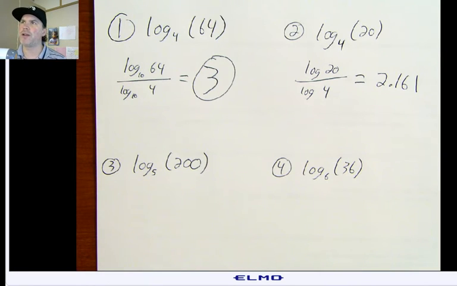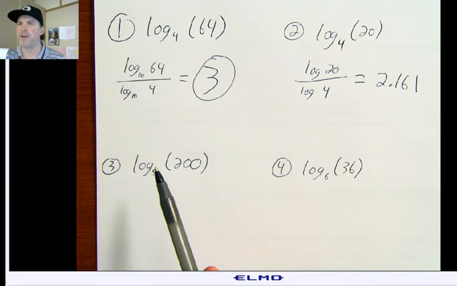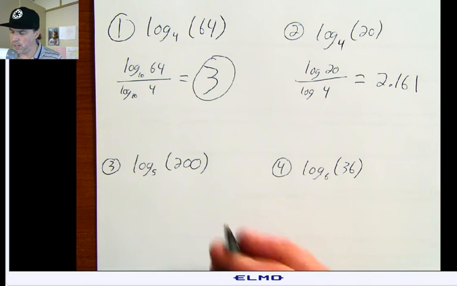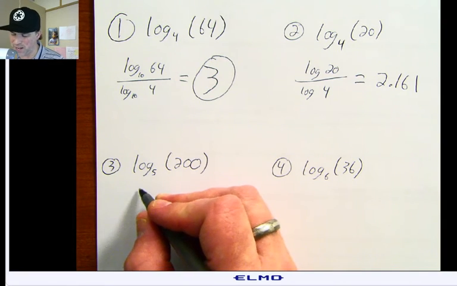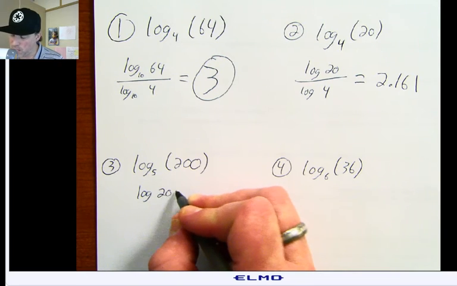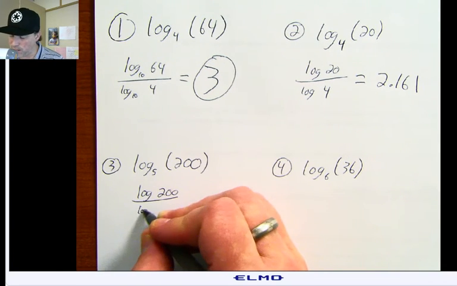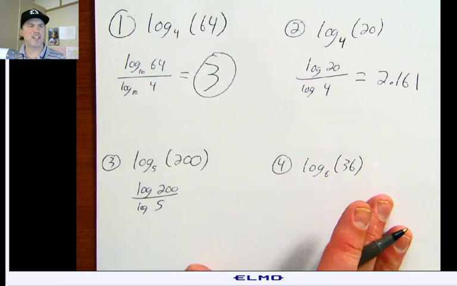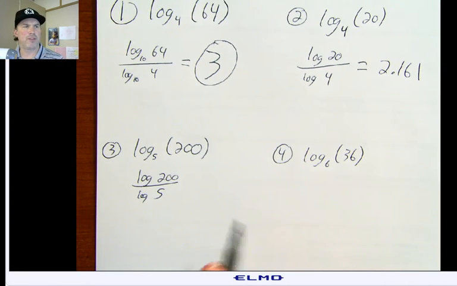Example 3, log base 5 of 200. 5 to the what? 5 to the 3 is 125. 5 to the 4 is 625. So this is definitely not a by-hand problem. So I have log 200 divided by log 5. I said somewhere between 3 and 4, but 200 is a little bit closer to that 125 than it is to the 625. So I'm going to guess 3.2.